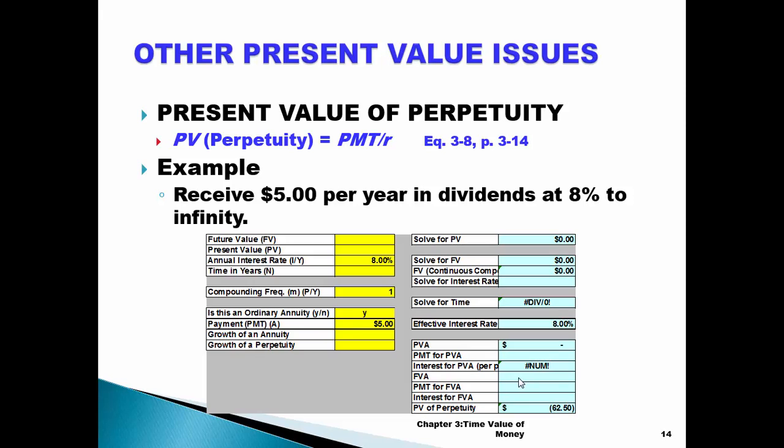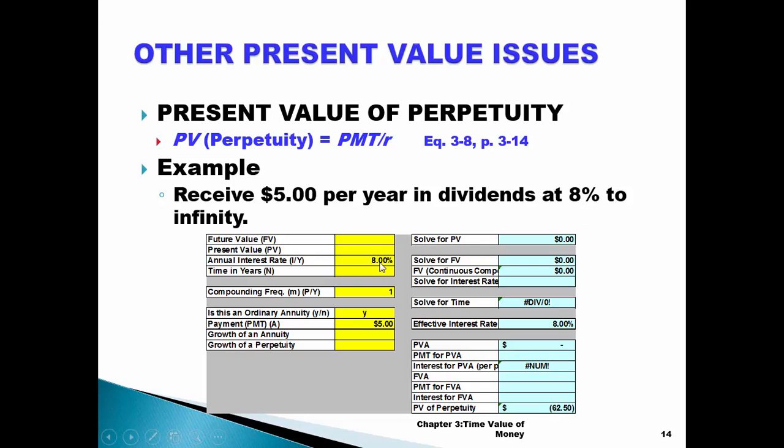There's a type of annuity that's called a perpetuity. The definition of a perpetuity is an annuity, an equal cash flow, that lasts forever. So if you were to get a $5 per year dividend, and that dividend was going to last to infinity, and you could earn 8% on your investments, what would the value of that perpetuity be?